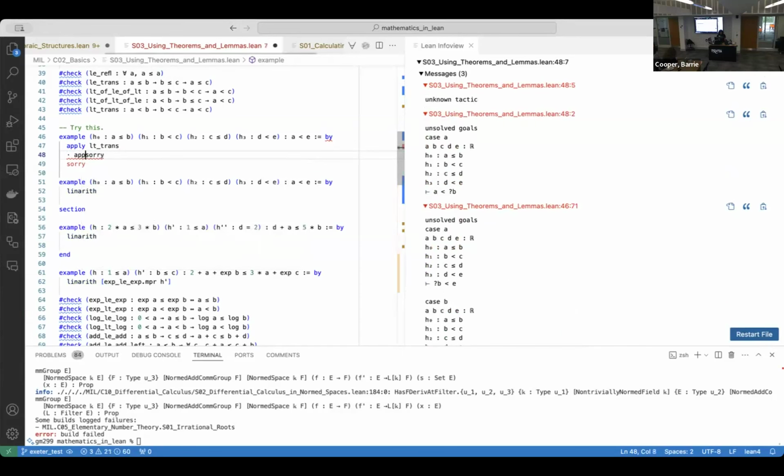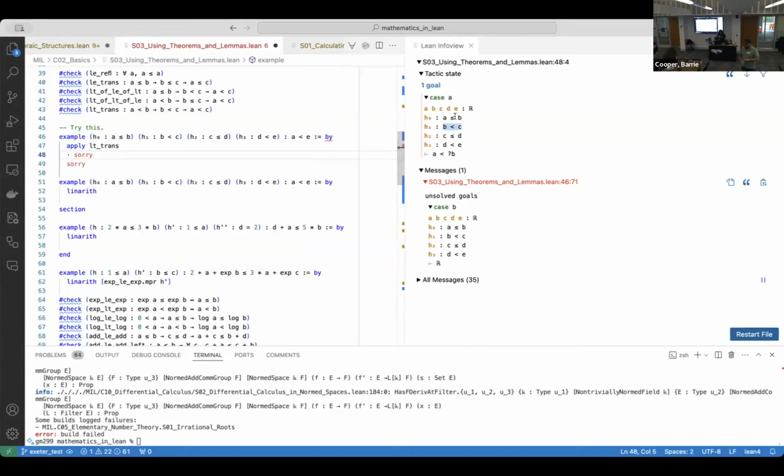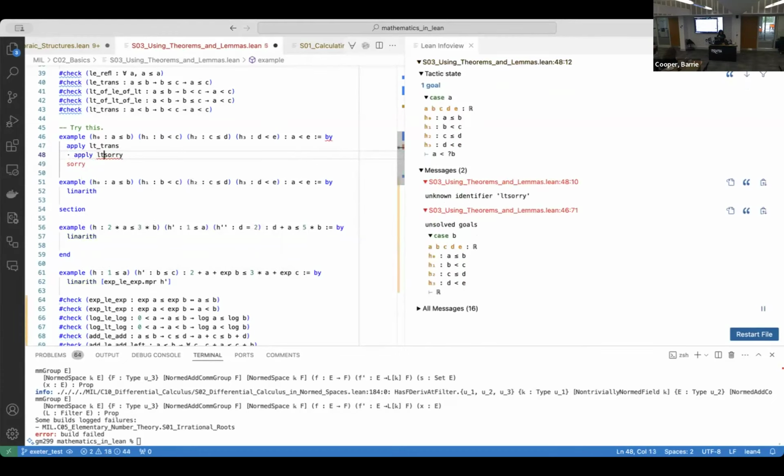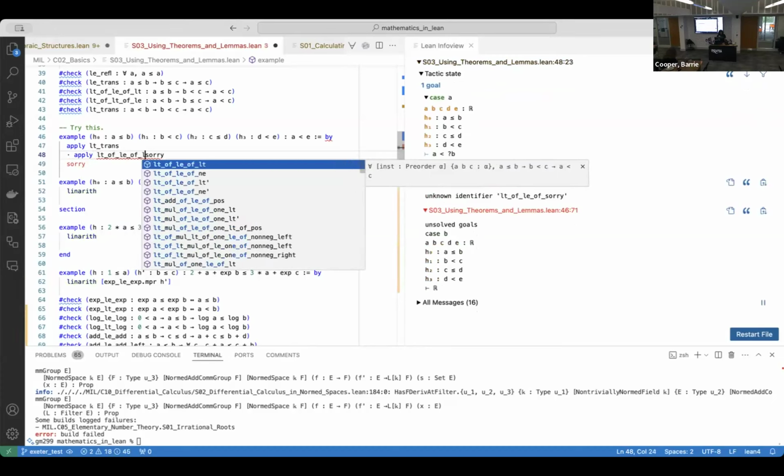Well, LT of LE of LT. Yeah, so we don't want to use the LT trans because we don't actually have the hypotheses to use that. So we'll use apply LT of LE of LT.